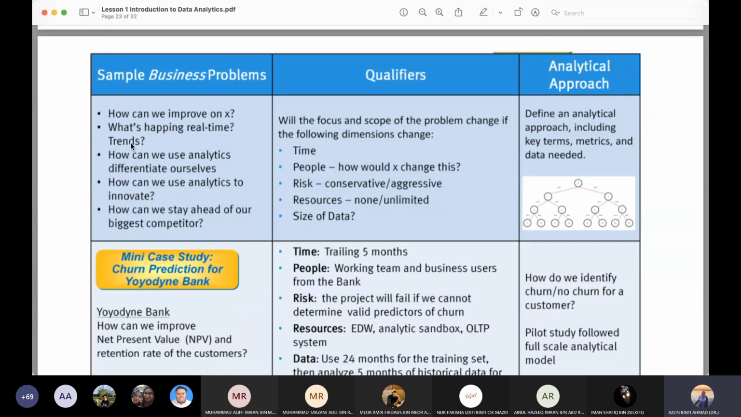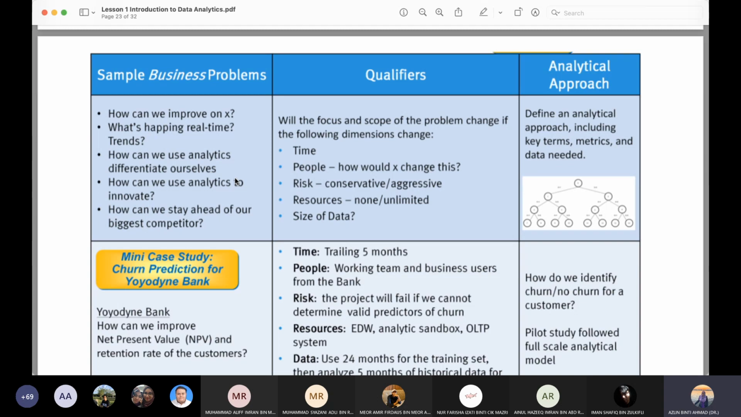Okay, and then the qualifiers for these questions dekat sini. Okay, you can see the time, people, risk, the resources, the size of data that we need to determine untuk buat analytics. Okay, we need data, definitely we need data. Kalau you nak buat predictive models, you have learned in machine learning. Machine learning needs lots of data kan, so you need a large size of data, maybe big data.